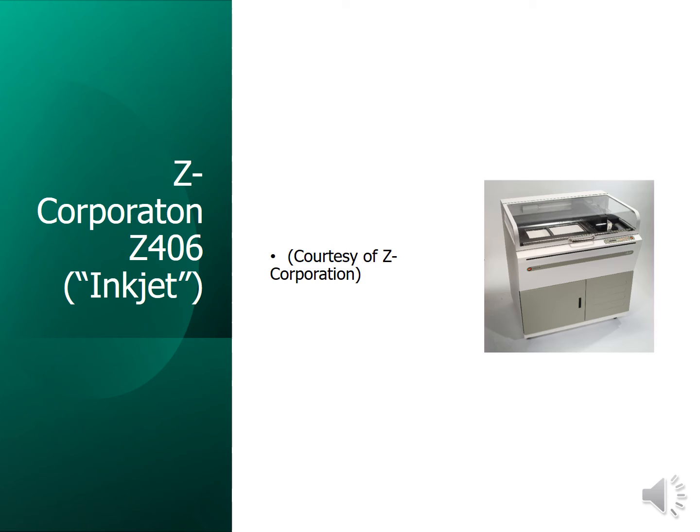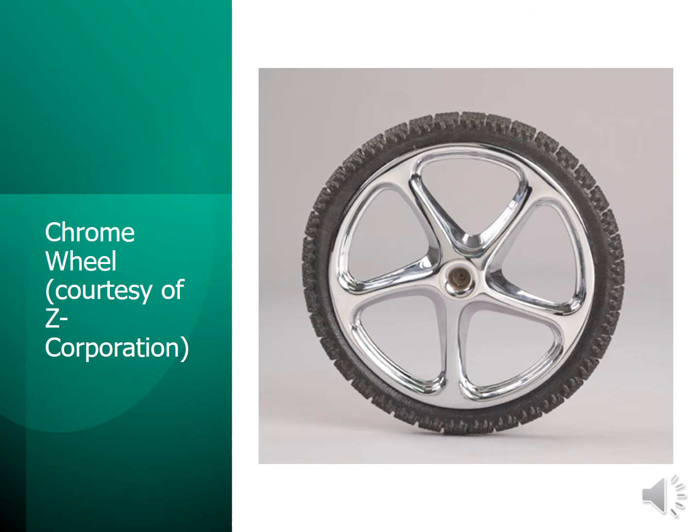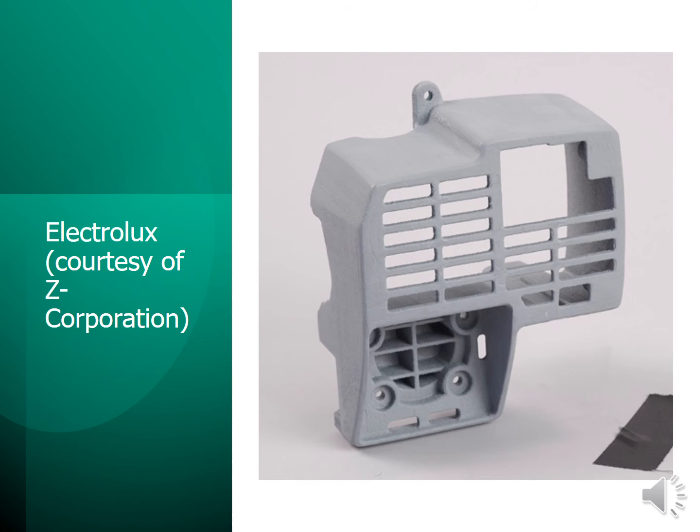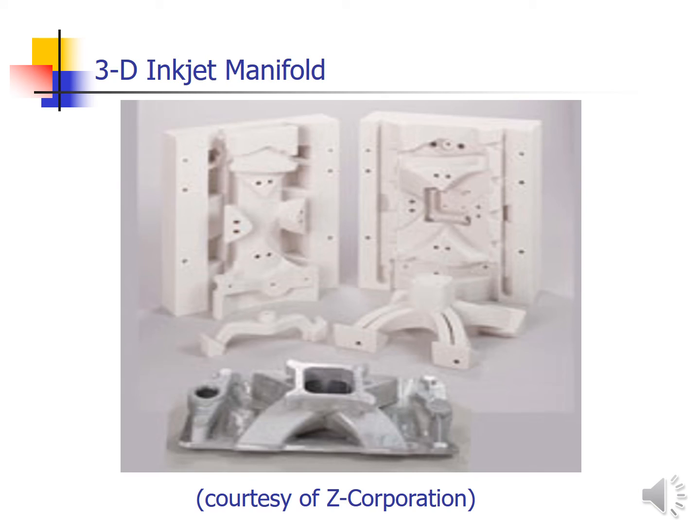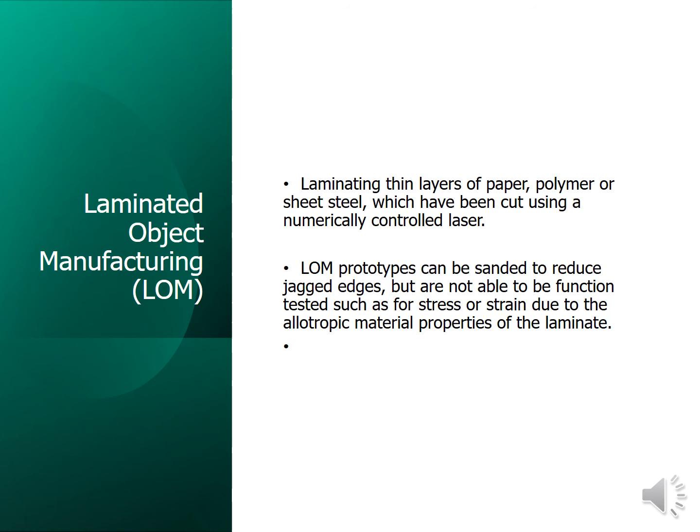In this sample they are using this concept from Z Corporation, the Z406 inkjet prototype machine. This example is a chrome wheel type, a part, and this baby seat. This also uses a 3D inkjet modeler.